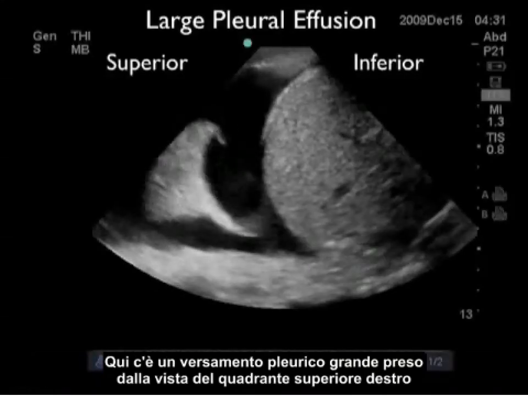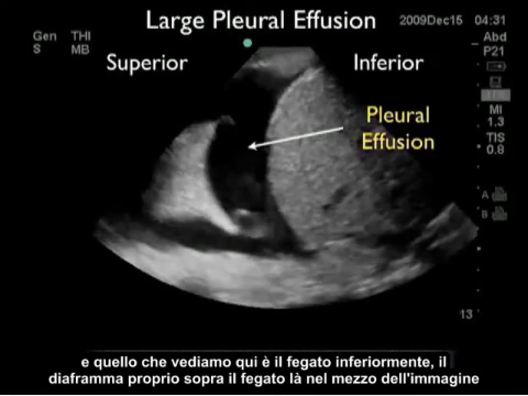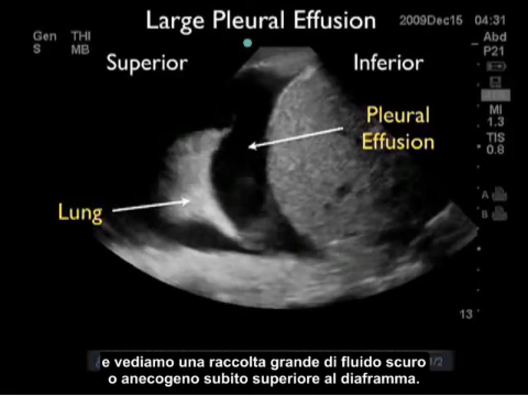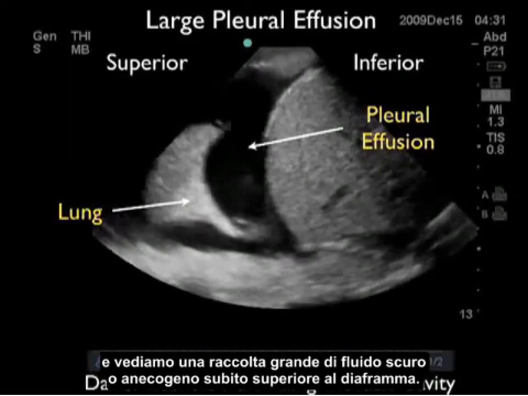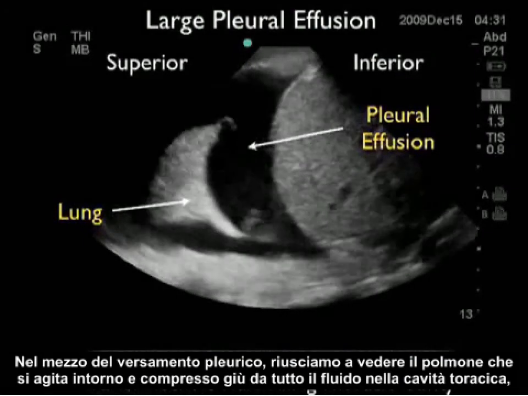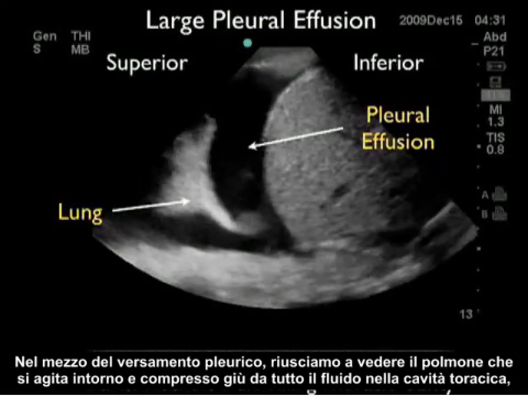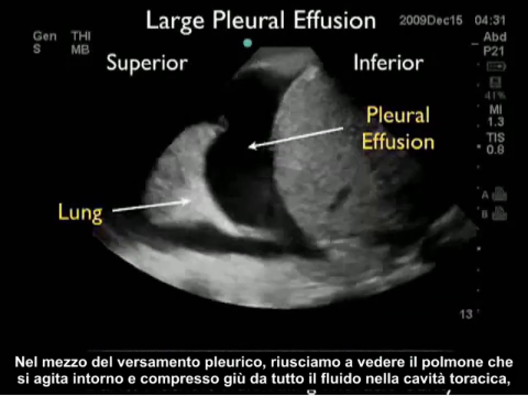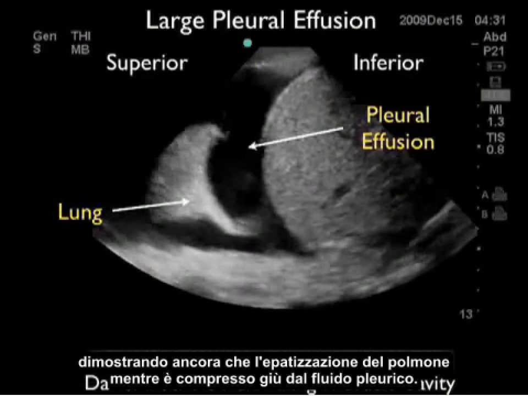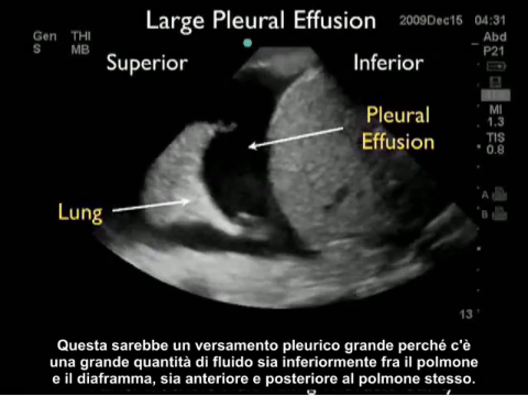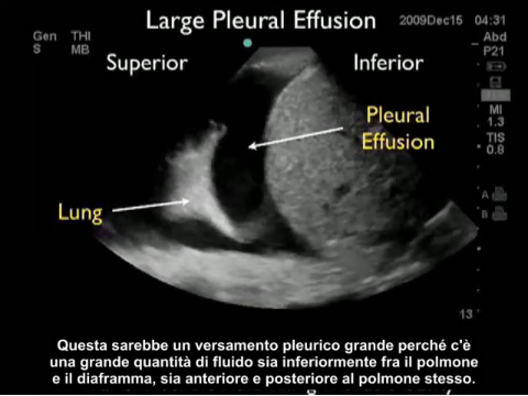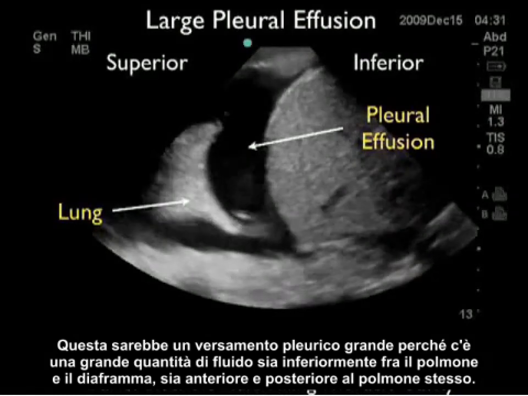Here's a large pleural effusion as taken from the right upper quadrant view, and what we see here is the liver inferiorly, the diaphragm right above the liver there in the middle of the image, and we see a large dark or anechoic fluid collection immediately superior to the diaphragm. This represents a large pleural effusion, and in the midst of the pleural effusion we can see the lung waving around and compressed down by all the fluid within the thoracic cavity, again demonstrating that hepatization of the lung as it's compressed down by the pleural fluid. So this would be a large pleural effusion as there's a large amount of fluid both inferiorly between the lung and the diaphragm and both anterior and posterior to the lung itself here.